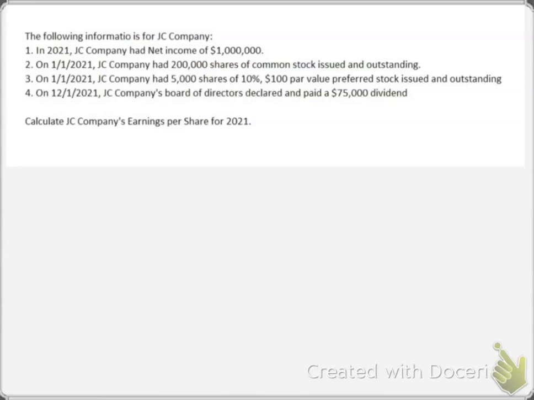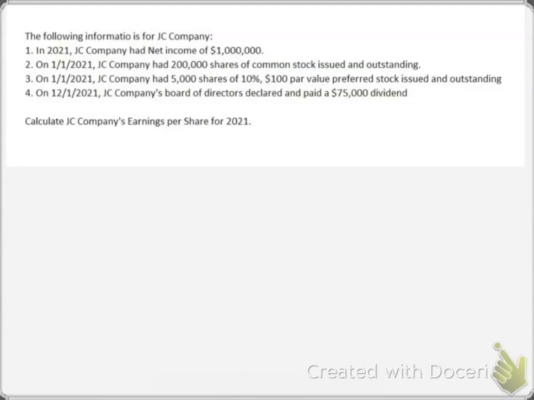Now let's go through some examples and learn how to calculate earnings per share. Pause this video and read this question, and then we'll continue. So we're looking at JC Company, and they have given us 2021's net income. They have provided us with the amount of shares outstanding on January 1st of 2021. They have told us that there were some preferred stock outstanding on January 1st, 2021, and that the Board of the Company declared and paid a $75,000 dividend. They want you to calculate JC Company's earnings per share.